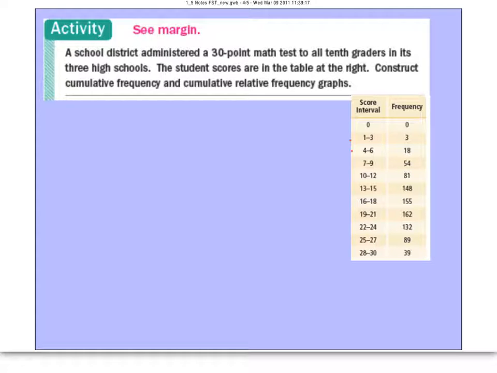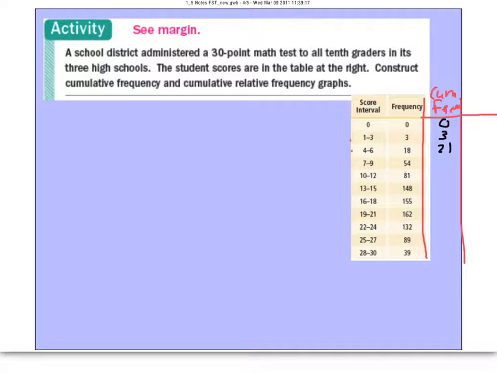So to do that, let's actually find the cumulative frequencies, and all we're going to have to do here is do a cumulative frequency. So I'll do cumulative frequency, and we'll just tally them up. So at 0 points, there's 0 in total. From 3 points all the way down, there's 3 students. From 6 points all the way down, there's going to be 21 students.